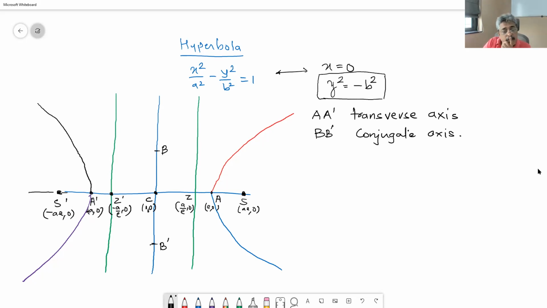Then comes the question: suppose there is a point P on the hyperbola. SP upon PM is our eccentricity. So what is the focal radius? How much is SP? So this is your question number 1. If P is x dash comma y dash, then how much is SP?